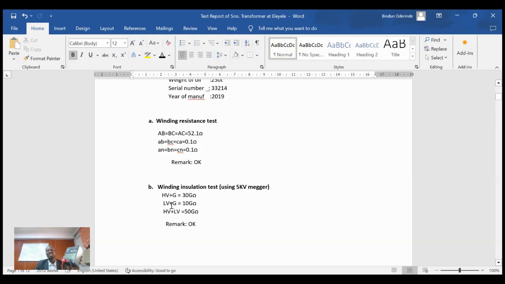Now if the transformer has a good insulation, there won't be leakages between the secondary winding and the primary winding. They are both inside the same main tank, and they are separated by insulation. There must not be leakages between the primary winding and the secondary winding. There must not be leakages.